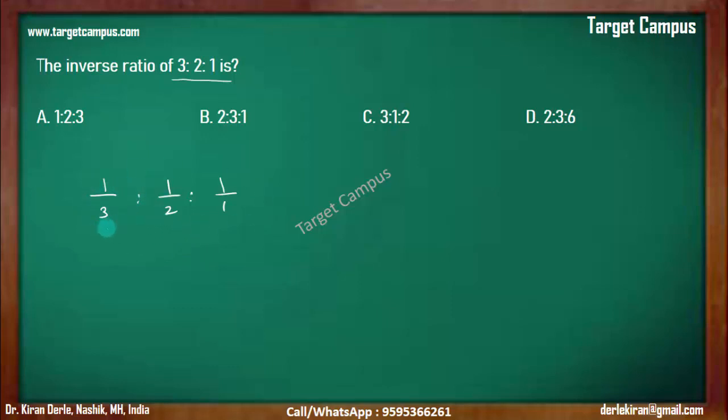So what we'll do, we'll take the LCM of the denominators, and the LCM of 3, 2 and 1 is 6. So to make this 6 we have to multiply it by 2, to make this 6 we have to multiply it by 3, and to this we have to multiply it by 6. And if you are multiplying the denominator by some value, we have to multiply the numerator with the same value. So this becomes 2 by 6, this becomes 3 by 6, and this becomes 6 by 6. The 6 gets cancelled out. The ratio becomes 2 is to 3 is to 6, which happens to be D.